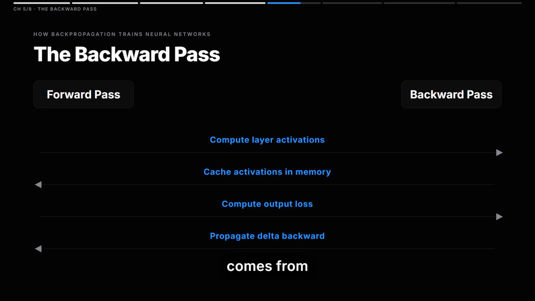The efficiency comes from caching. Every intermediate activation computed during the forward pass is stored in memory and reused here, so no computation is repeated. The total cost of one forward pass plus one backward pass scales linearly with the number of weights in the network, making gradient computation practical even in very large models.